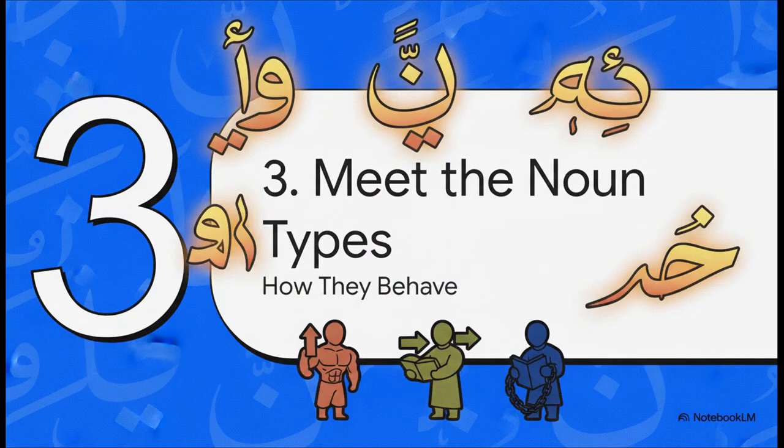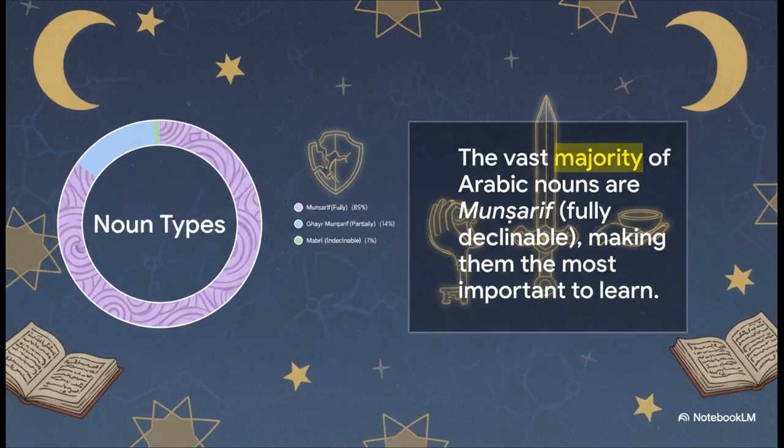Okay, so we've got our 3 states. Simple enough, right? But here's the next little twist. Not all nouns show these states in the exact same way. They actually fall into 3 distinct categories based on how much, or how little, they actually change. And this chart tells you exactly where to focus your energy. See that massive slice, that 85%? Those are called munsarif nouns, and they change for all 3 states. Then you've got a smaller group, ghayr munsarif, that only partially change. And finally, this tiny little sliver, called mabni, they don't change at all. So naturally, we're going to start with the biggest one first.